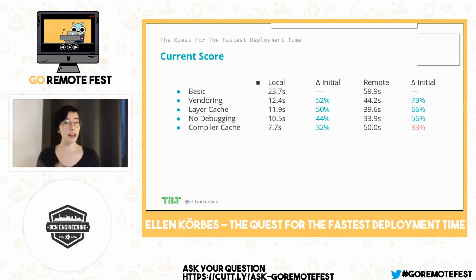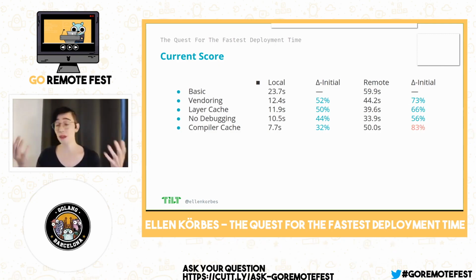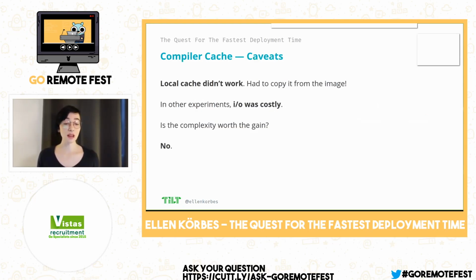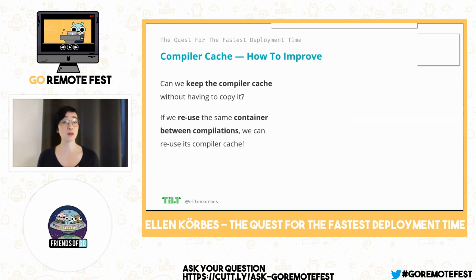So I assume this explanation didn't make much sense, and the reason is because it's really complicated, and the complexity cost is a pain in the butt. I didn't even try to automate some of those things because it was just like, okay, this is too complicated. Let's just skip this. But the point stands that compiler cache makes things a lot faster. So is there a way to keep a compiler cache without having to move a compiler cache around? And yes, there is. So here's what we're going to do next.